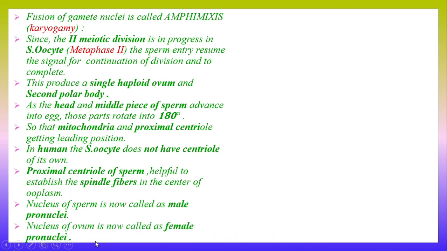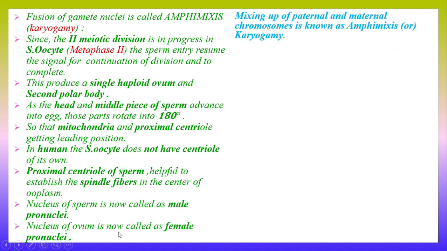Nucleus of the ovum now called as the female pronuclei. Okay, ரெண்டு மிக்ஸ் ஆகணும். Male pronuclei, female pronuclei ரெண்டு மிக்ஸ் ஆகிறதுக்கு பேர் தான் என்ன சொல்லியிருக்கோம்? Karyogamy or the amphimixis. பாரு, mixing of a paternal, that means a male, maternal, that means a female pronuclei, the chromosomes are mixed together, is called as the amphimixis or the karyogamy. Now the fertilized ovum is called as the zygote, which is diploid but unicellular.